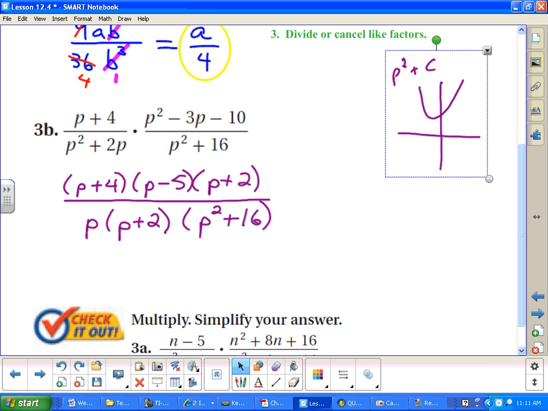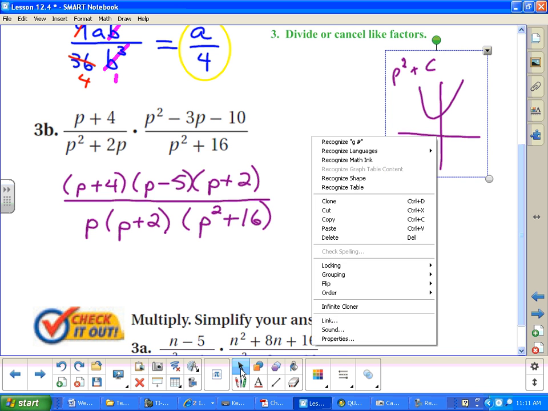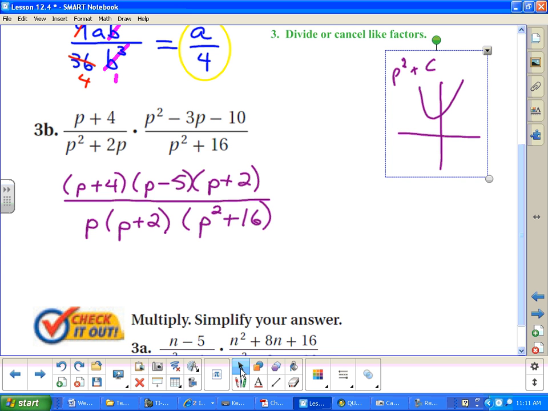The graph looks like that, but does it cross the x-axis? No, so it cannot be factored. Anytime I take x squared, some variable squared, and just add a constant to it, it cannot be factored, so you just have to leave it that way.